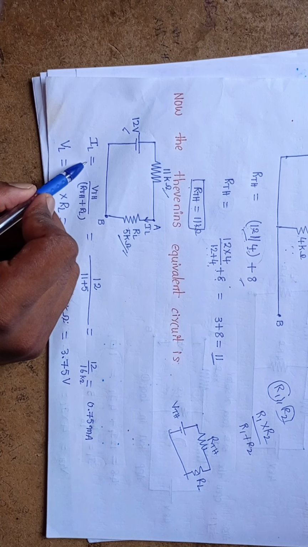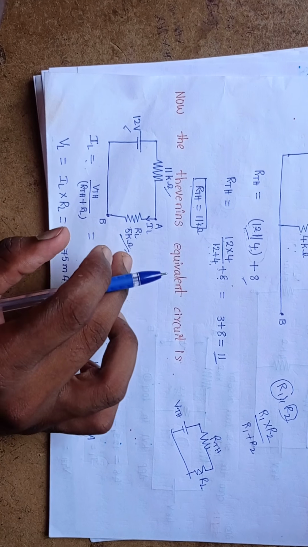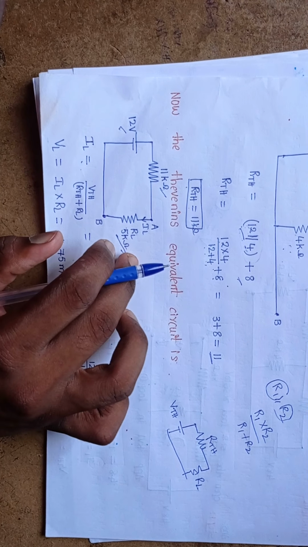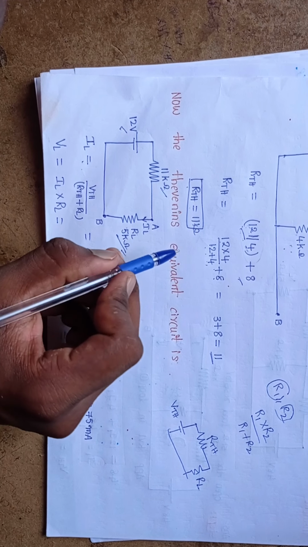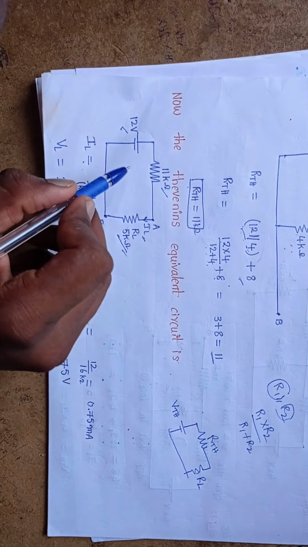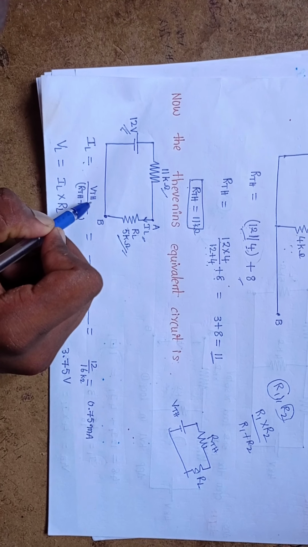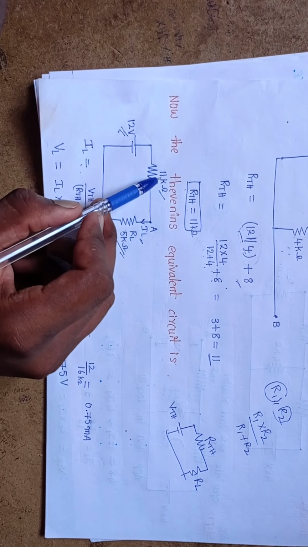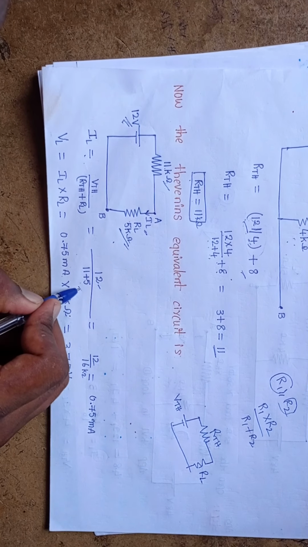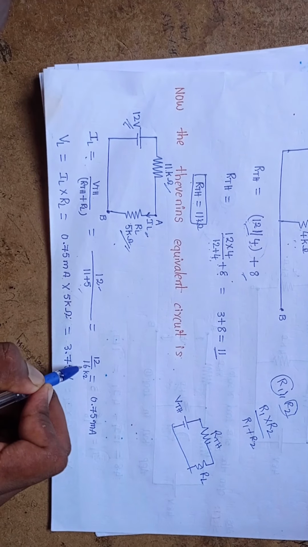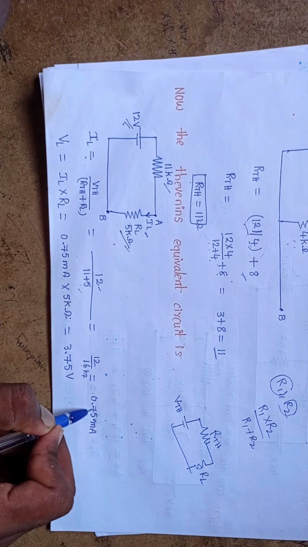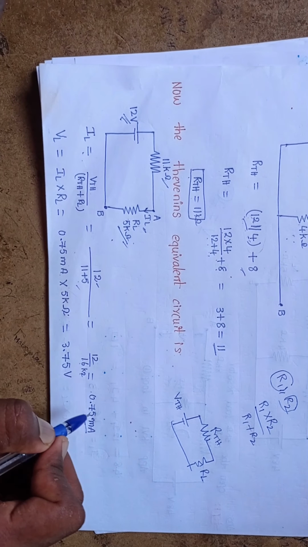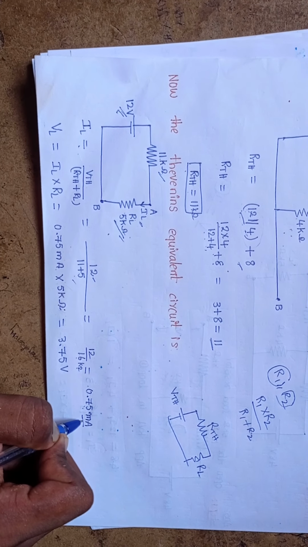We know the current flowing through the particular branch equals the total voltage by the total resistance. Here IL equal to total voltage, that means 12 volts, by total resistance 11 plus 5. 12 by 16 kilo ohms equal to 0.75 milliamperes. Here load current is 0.75 milliamperes.